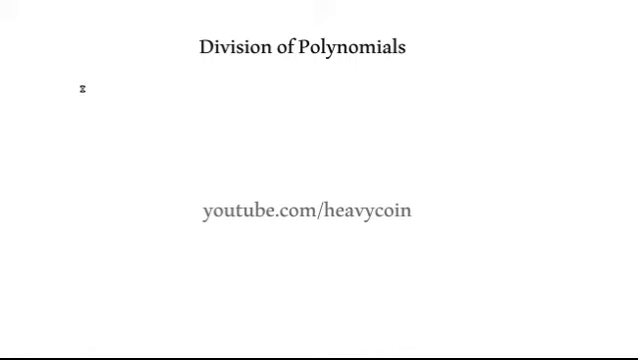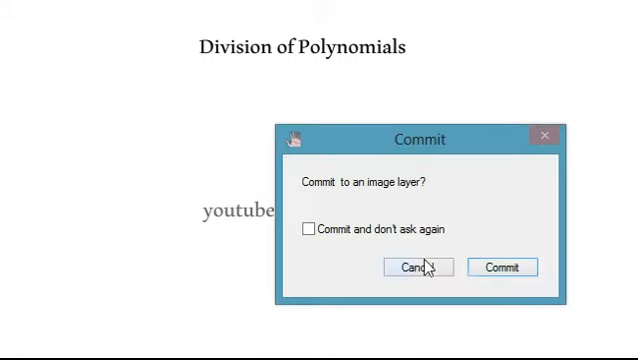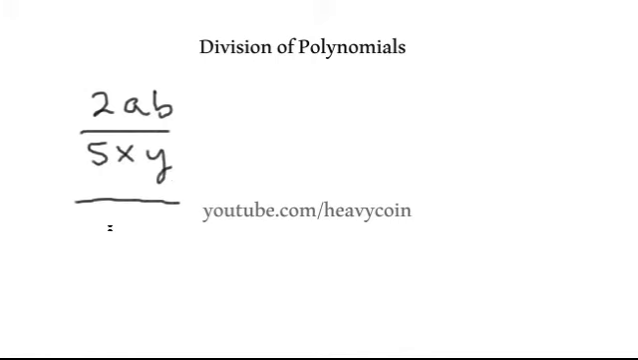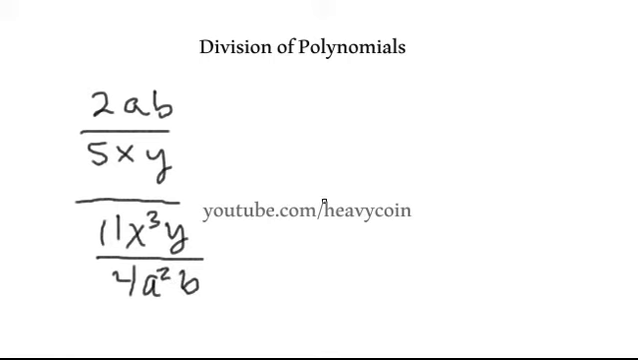Let's see here. We have 2ab over 5xy, and that's all over 11x cubed y, too many horizontal lines, 4a squared b. So in this particular one here, we're going to be doing the shortcut.